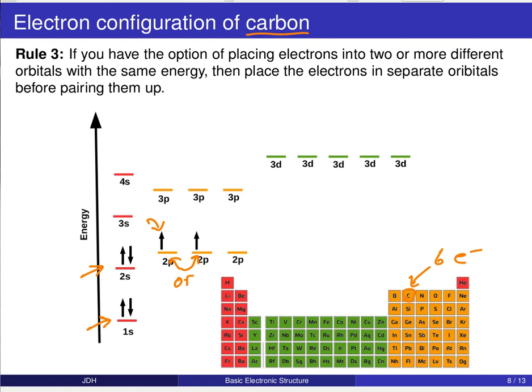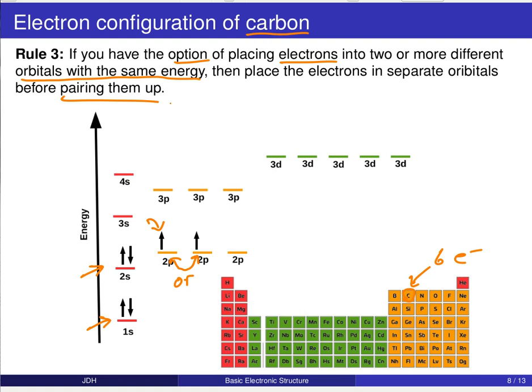Rule 3 is going to answer this question for us. Rule 3 says that if you have the option of placing electrons in 2 or more different orbitals with the same energy, then do so. Place them in those separate orbitals before pairing them up.